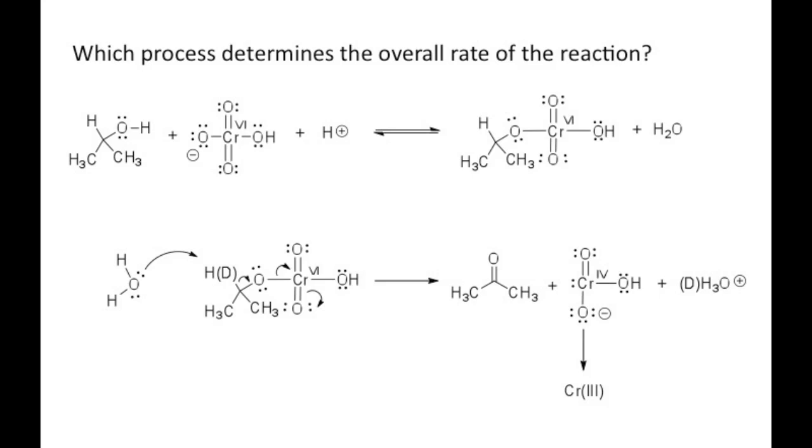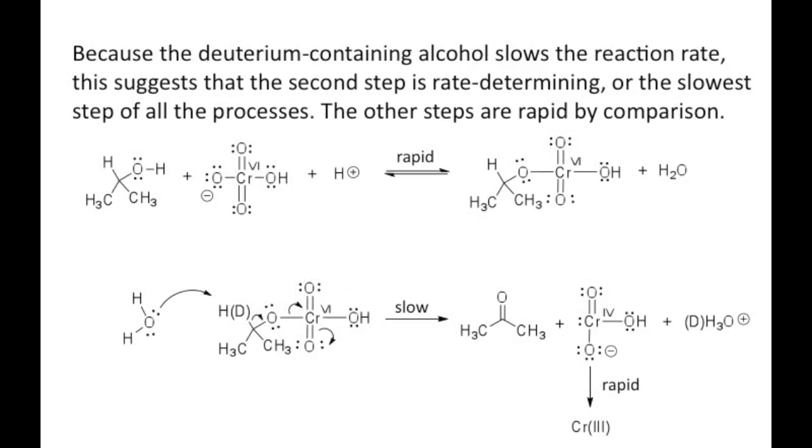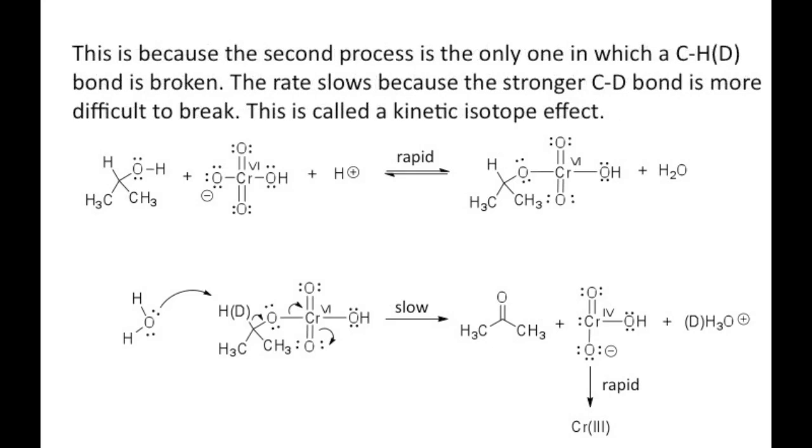Which process determines the overall rate of the reaction? Because the deuterium-containing alcohol slows the reaction rate, this suggests that the second step is rate determining, or the slowest step of all the processes. The other steps are rapid by comparison. This is because the second process is the only one in which a C to H bond is broken. The rate slows because the stronger C to D bond is more difficult to break. This is called a kinetic isotope effect.